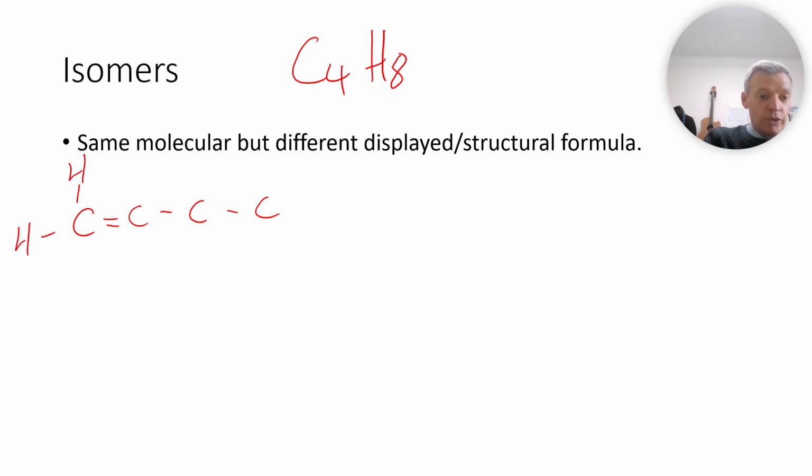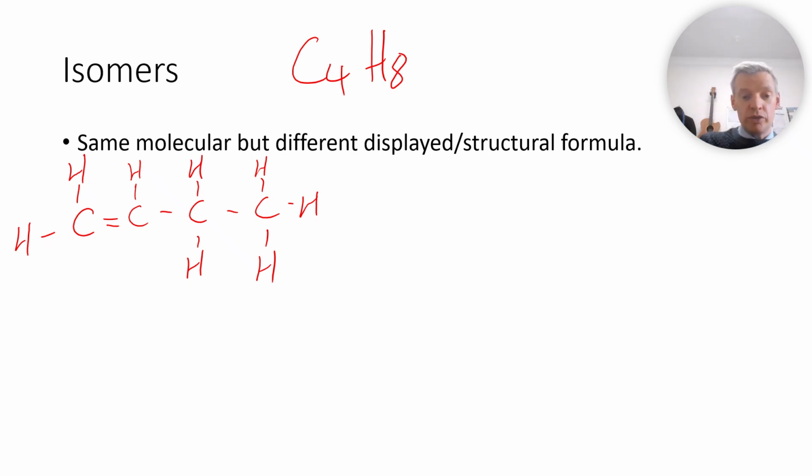Remember, maximum of 4 bonds. 1, 2, 3, 4. This one's already got 3 bonds, so 1 more. This one's got 2 bonds, so we'll add 2 more hydrogens. And the last one has got only 1 bond, so we need to add 3 hydrogens. Right, something that's particular to alkenes is that because it has a double bond between 2 of the carbons, we can actually move that double bond, and that will be a different displayed or structural formula.